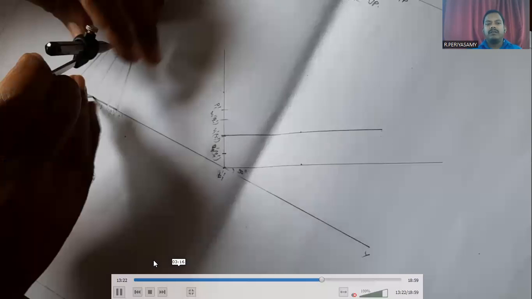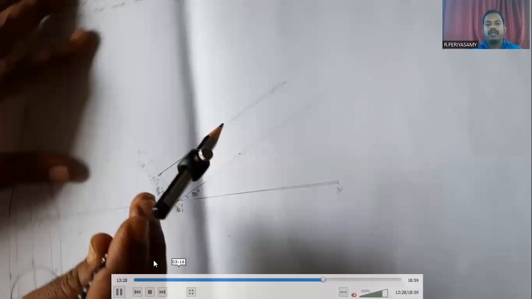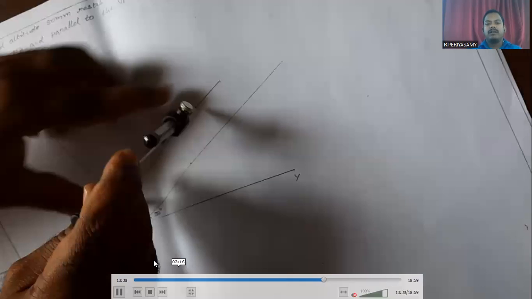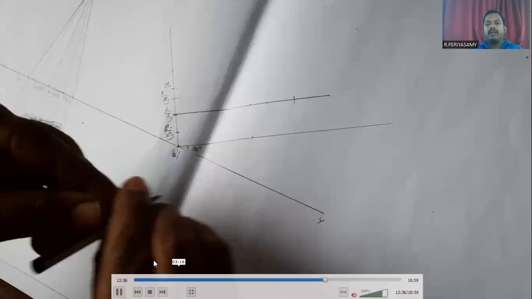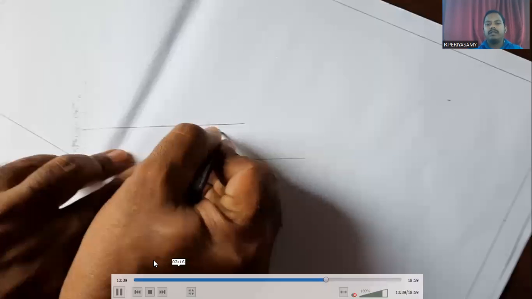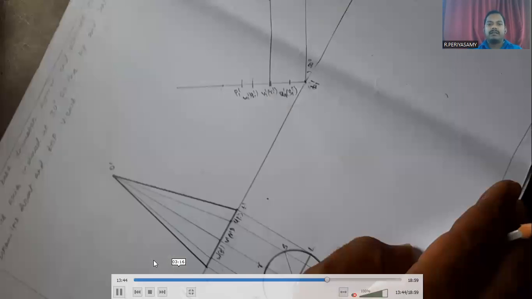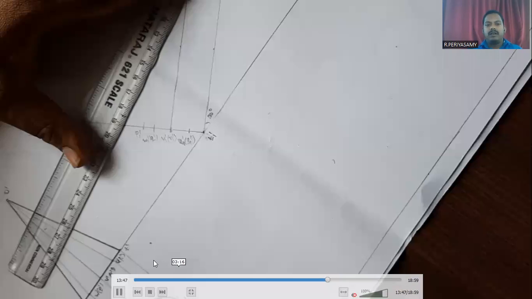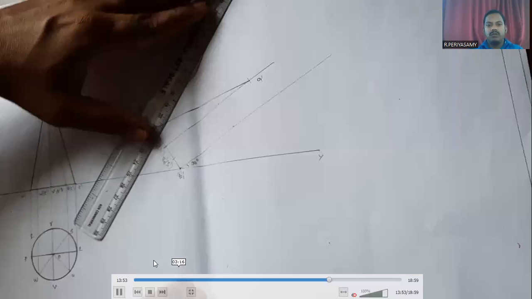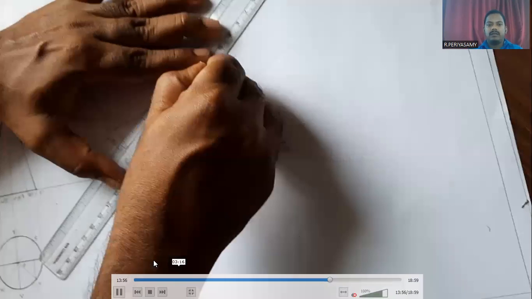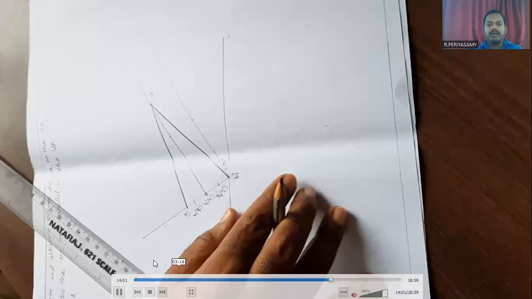We measure the V dash R dash to O dash distance, keep the compass at V1 dash R1 dash, and make an arc to this line. That point is denoted as O1 dash. That is the apex or vertex of the cone. Now we join O1 dash to P1 dash, drawing the outer generators of the cone. Next, we draw the O1 dash to T1 dash outer generator. The base line P1 dash T1 dash we draw in dark.